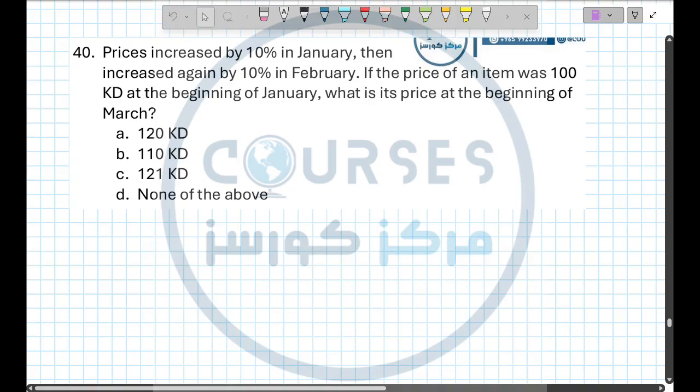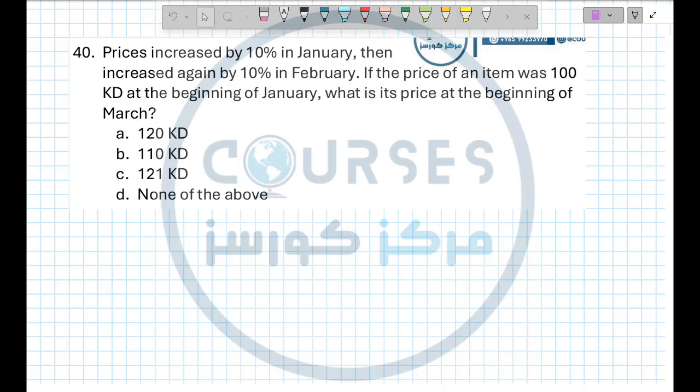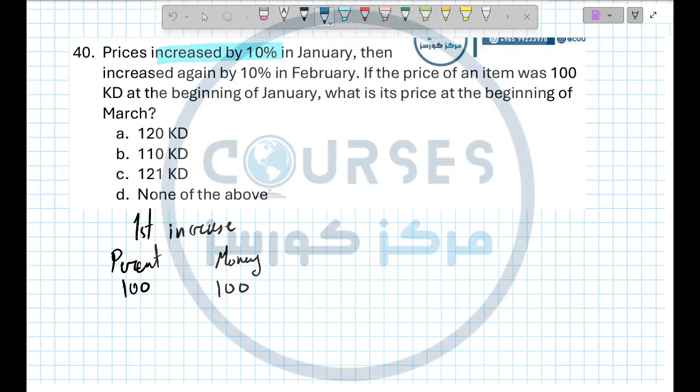Okay, prices increased by 10% in January, then increased again by 10% in February. If the price of an item was 100 KD at the beginning of January, what is the price at the beginning of March? So this is a percentage done twice. So here we have the first increase. Our percentage here is 100, and the money is 100. The first increase was 10%. So add 10% to the 100, that's 110.